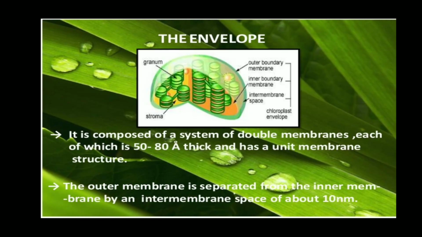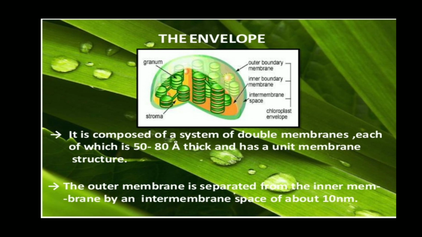So here we can see the envelope of this chloroplast. This envelope is composed of a system of double membrane, each of which is about 50 to 80 angstrom units thick, and has a unit membrane structure. The outer membrane is separated from the inner membrane by the intermembrane space, and its diameter is about 10 nanometer, right? So here you can see the outer as well as inner membrane and the intermembrane space in between.